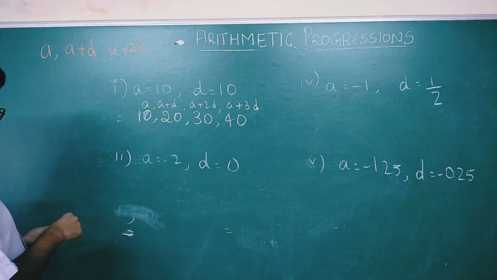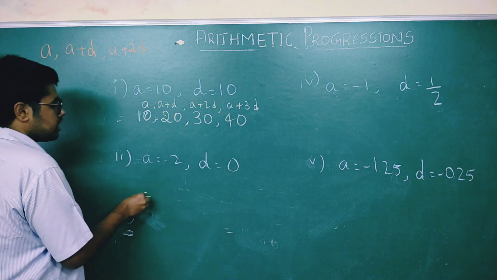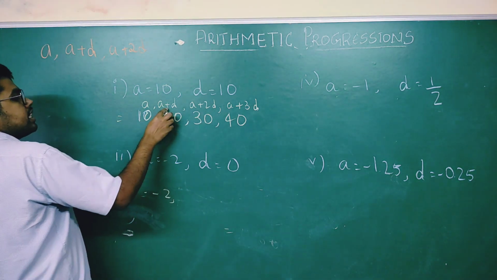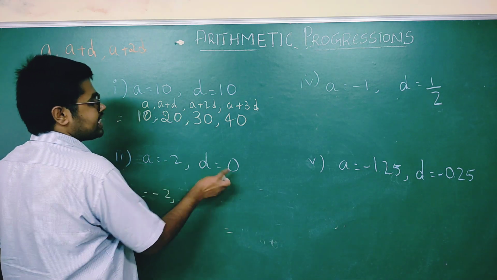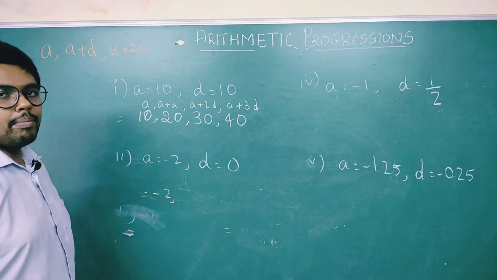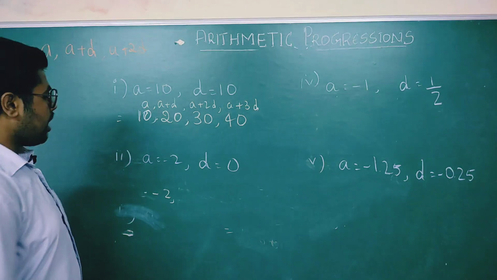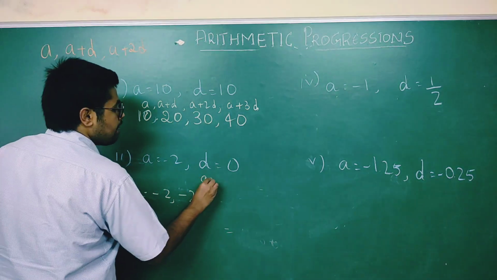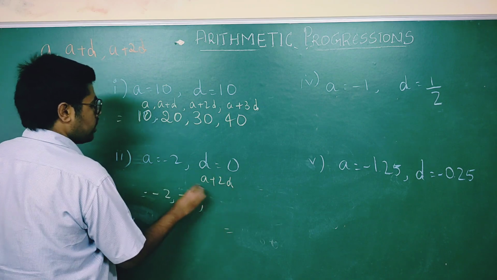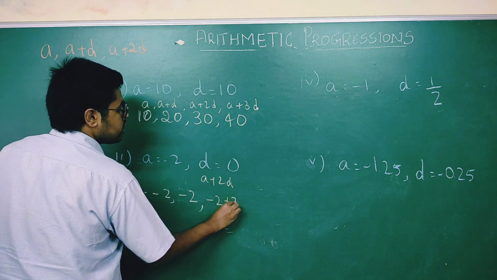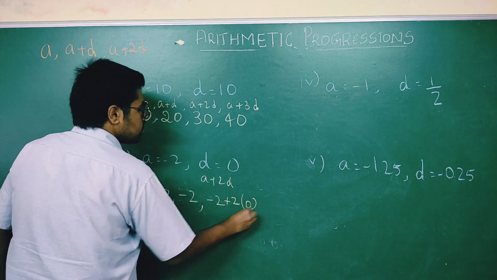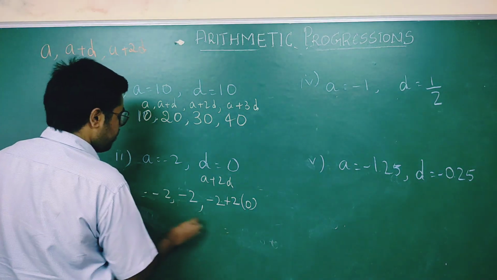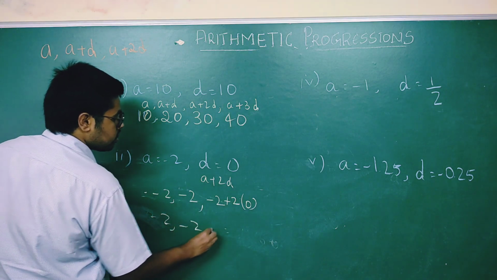So next one, okay. The first term is minus 2. Next what I should do is a plus d. If I add minus 2 plus 0, adding 0 to any number gives the number itself. So it becomes minus 2 again. So how should I find the next one? Next is a plus 2d. Okay, so a is minus 2, 2 is 2, d is 0. So this again becomes 2 times 0 is 0. We are just left with minus 2 itself. So minus 2, minus 2, minus 2.